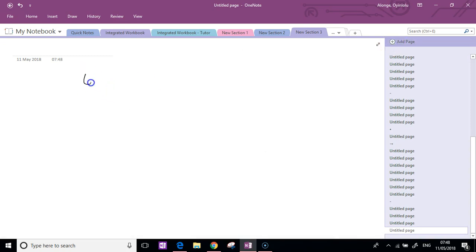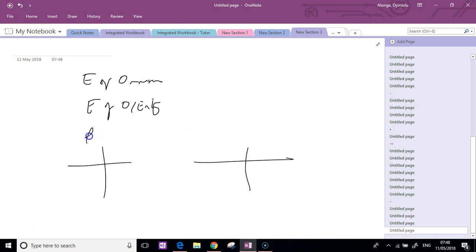So we've done error of omission, error of original entry. So let's stick with that, purchases and purchase ledger control account.